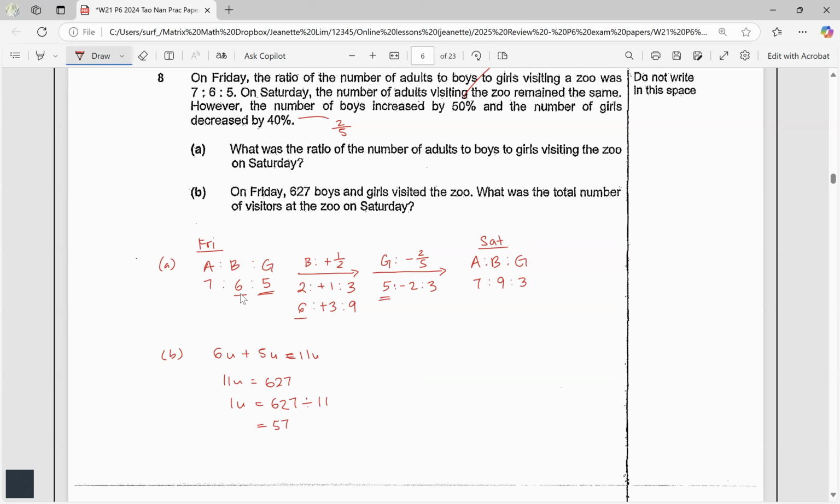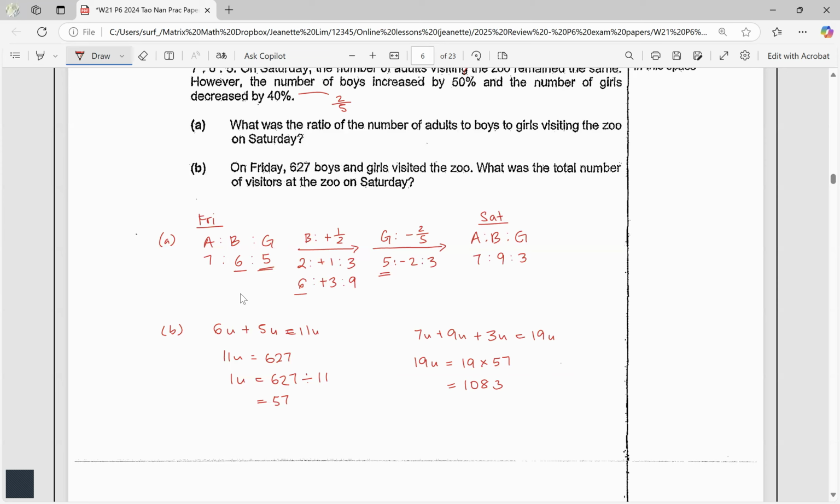To find the total on Saturday, I will add them up. 7, 9, and 3 units. That's 19 units. So 19 units is 19 times 57, which is 1083. Okay, so that's the total for Saturday.